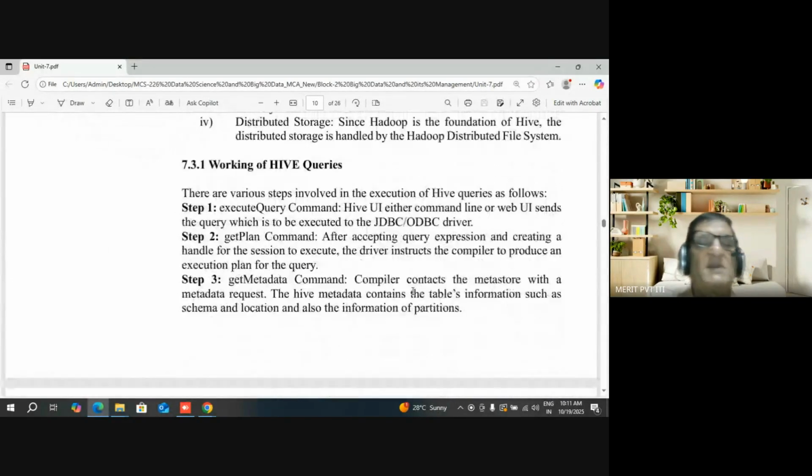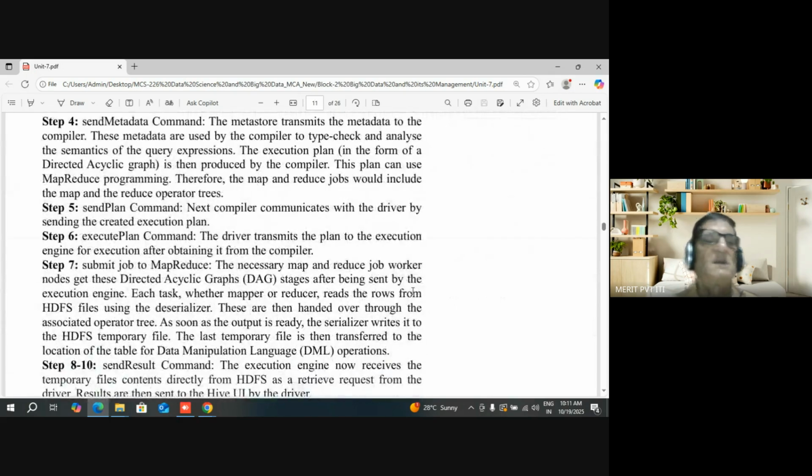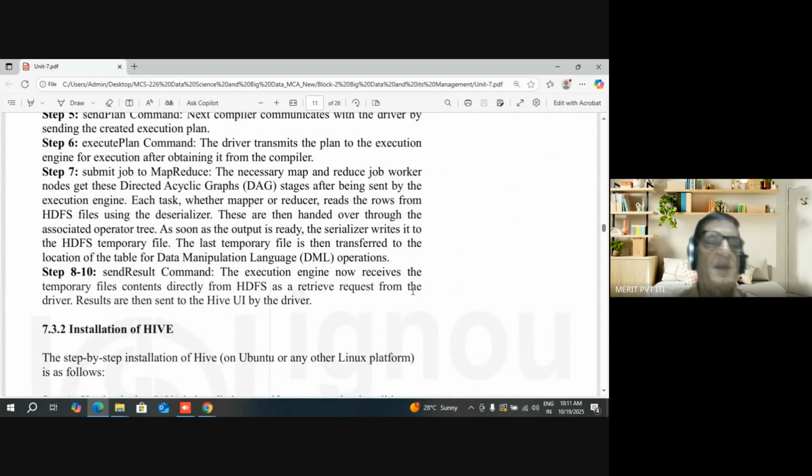Working of Hive queries. Step 1, execute query command: Hive UI, either command line or web interface, and so on. Step 2, get plan. Step 3, get metadata, and so on. These are step 4, step 5, steps 8 to 10, send result command. The execution engine now receives the temporary files.